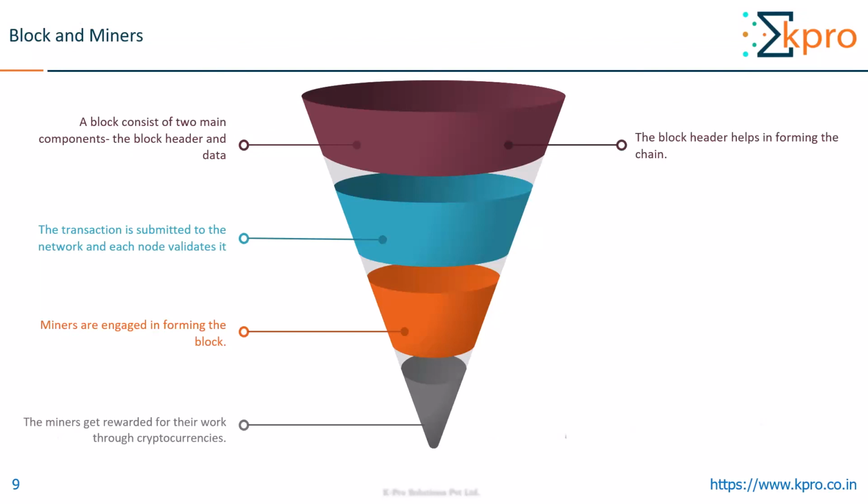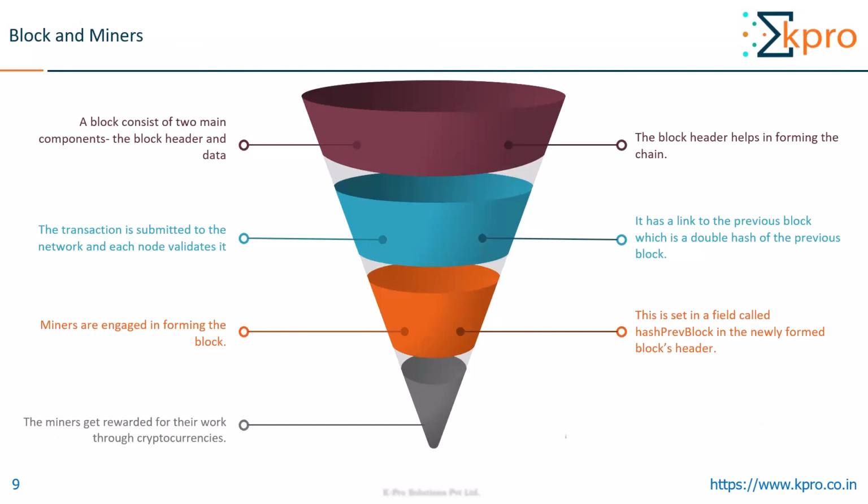So this block header has a field called the hash of the previous block, which helps in forming the chain by pointing to the previous block of the chain. So this is set in a field called hash of the previous block in the newly formed block header. So this is all about what a block is and what miners are.